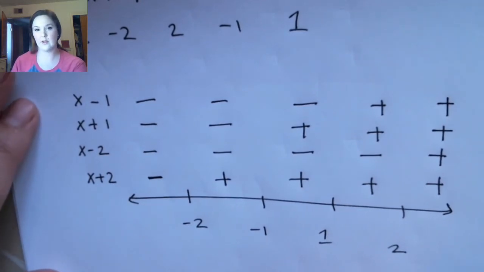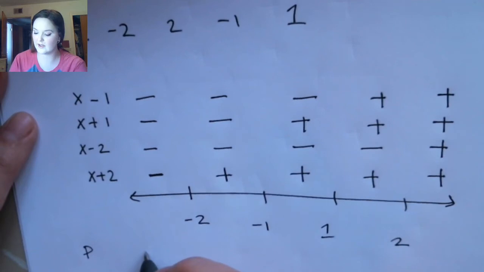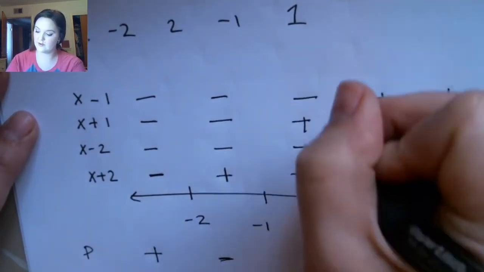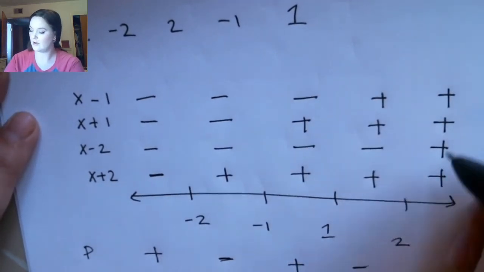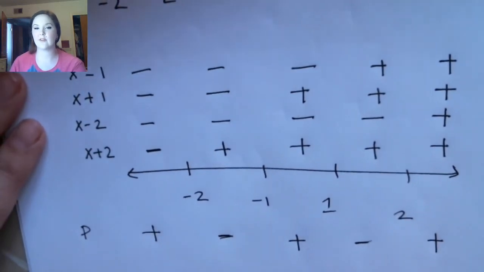Then I'm going to look at the product. 4 negatives multiplied together is a positive. 3 negatives multiplied together is negative. 2 negatives, that's a positive. 1 negative. So here's my final sign chart: plus, minus, plus, minus, plus.